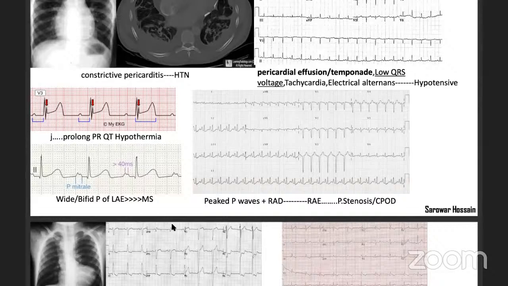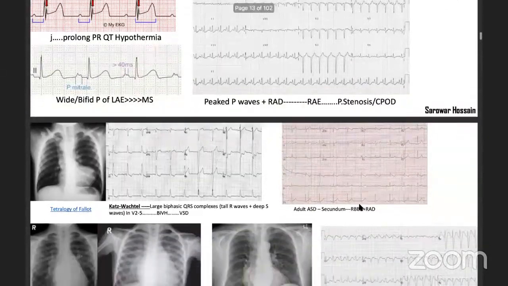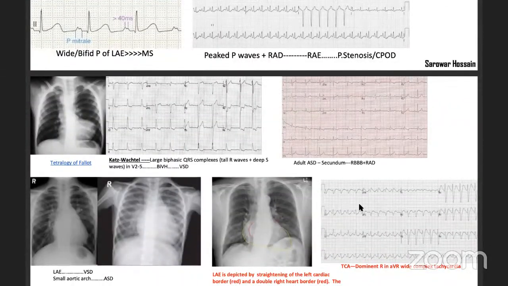Okay. Next one. It is a P pulmonale there. But RV strain is not that significant actually in this. And there is a regression of the R wave in this also. So, pulmonary stenosis, COPD. They'll give tetralogy of Fallot and all. Boot shape. Yeah.